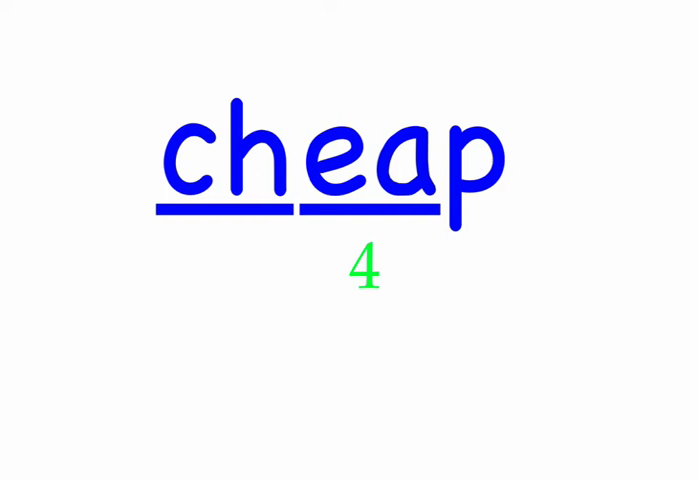Cheap. This word has a vowel team EA where the E is representing its long sound. So we put the 4 under the EA. CH is a consonant team, so we underline it, but we never put a number under a consonant or consonant team.